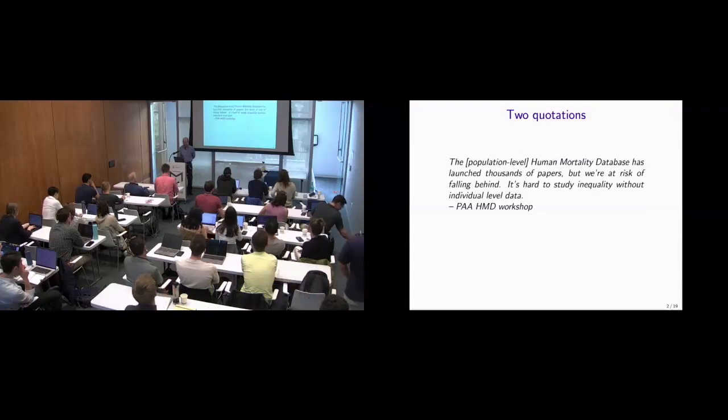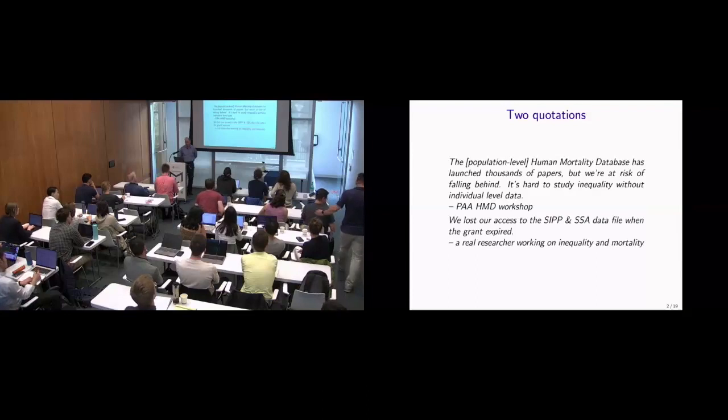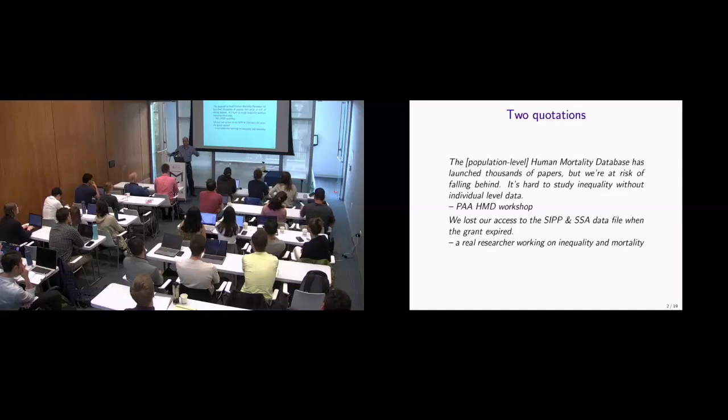So people have done this, but this is the kind of thing that happens. Here's another person. We lost our access to SIPP, that's Survey of Income and Program Participation, and Social Security data when the grant expired. So they got insider access to the data, but then the grant expired, so there's no replicability. They can't even do the analysis. They can't share the analysis, anything like that.